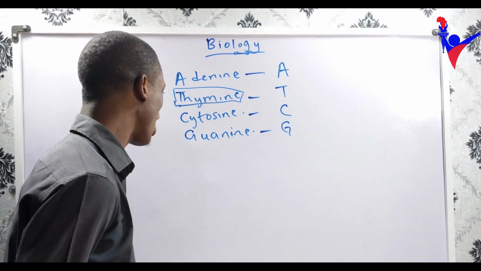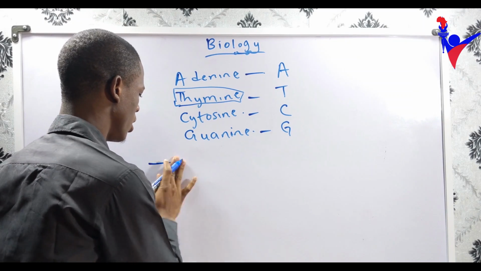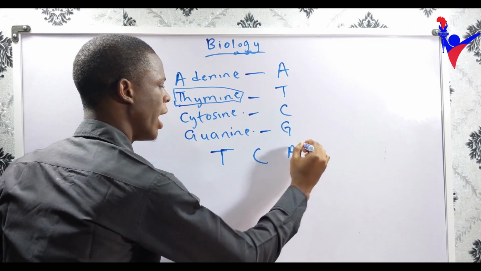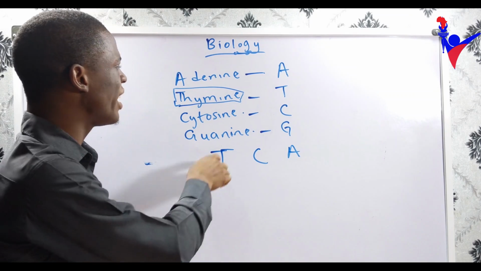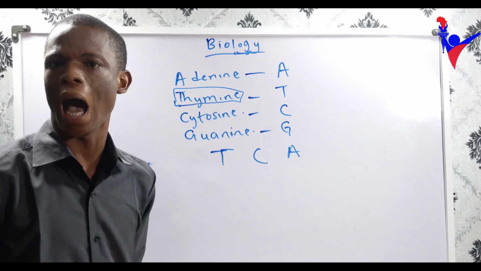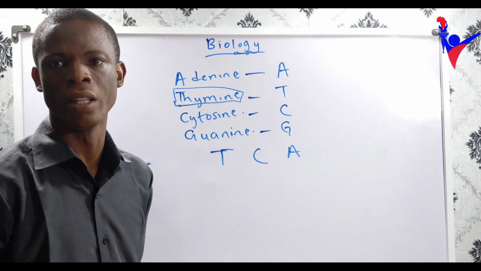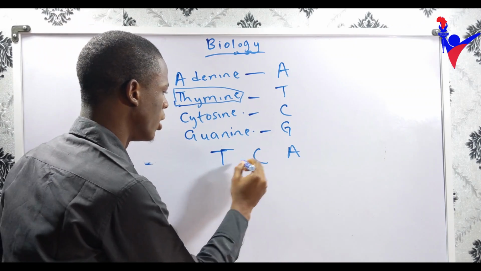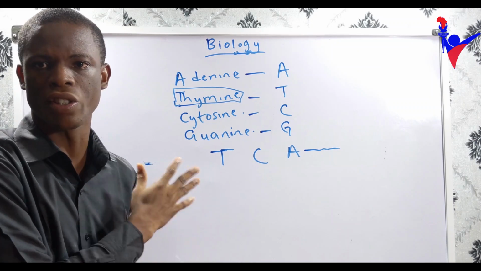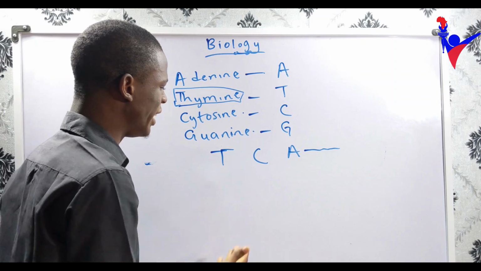If the strand of a DNA is TCA, and mind you, our T is representing our thymine, our C is representing our cytosine, and our A is representing our adenine. So this is a strand for a DNA sequence. They're now asking us for the complementary strand of this.